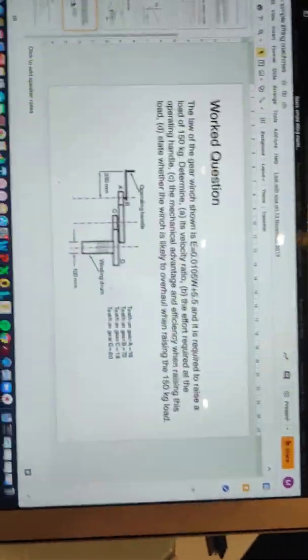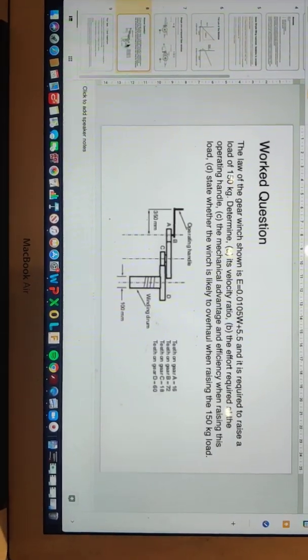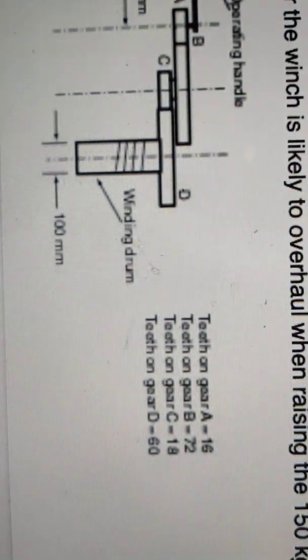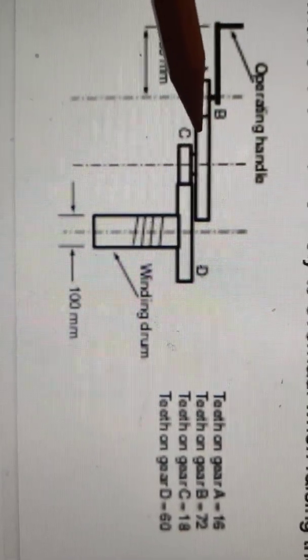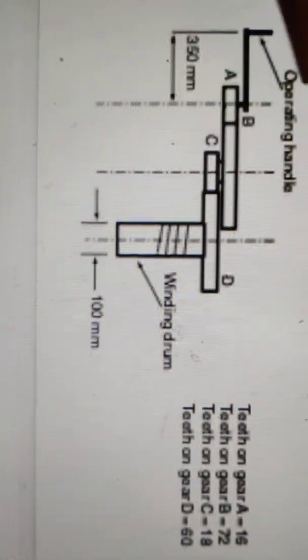Okay, so the video for this is going through the work question on gears of simple lifting machines. First off, let's look at the information that we have. If we look at this diagram, we know that the number of teeth on A is 16, the number of teeth on B is 72, the number of teeth on C is 18, and the number of teeth on D is 60.